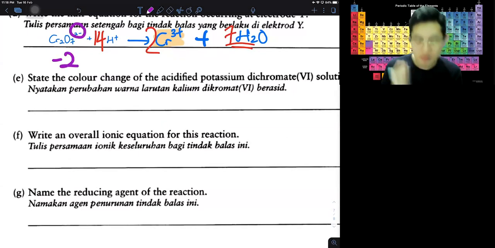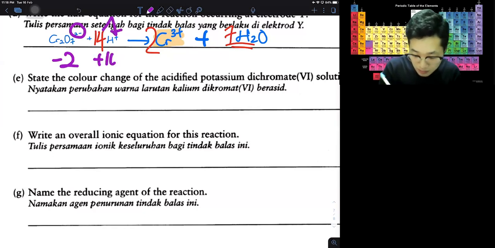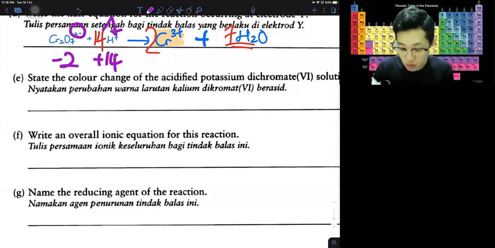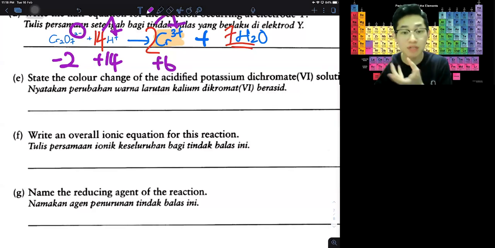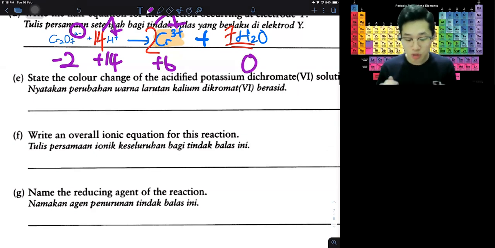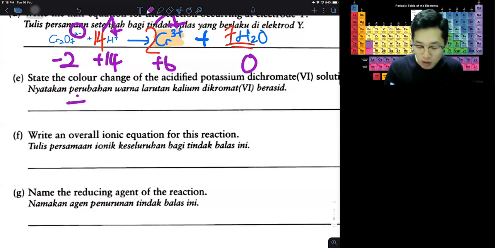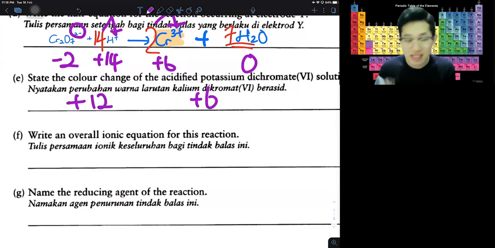2 minus 14 plus 2 times 3 plus 6. This one no charge, 0. 7 times 0 is 0. So you can see the total charge is positive 12 and plus 6. Positive 12 and plus 6.